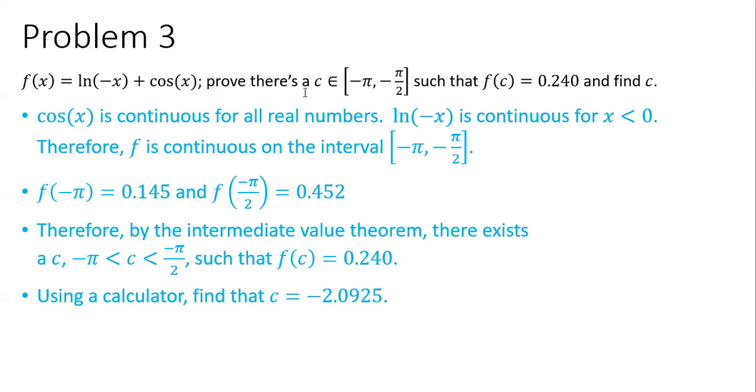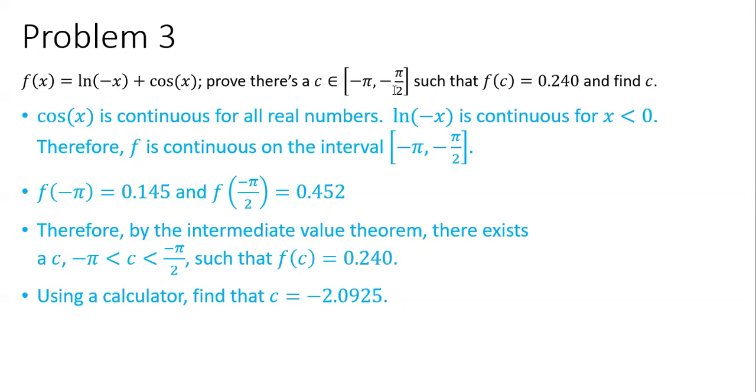We just use the intermediate value theorem again. Okay, we know that cosine x is continuous for all real numbers. That's the easy one. How about ln of negative x? Well, this is continuous for x less than 0. Because this log limits the domain of the entire function f, the whole domain should be x less than 0. So therefore, f is continuous on this interval we're actually interested in, okay?